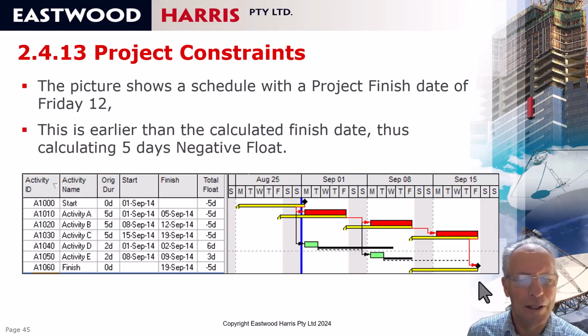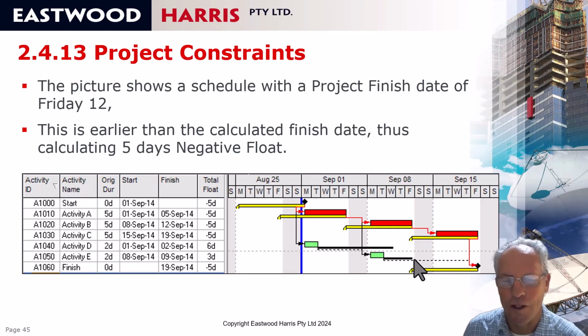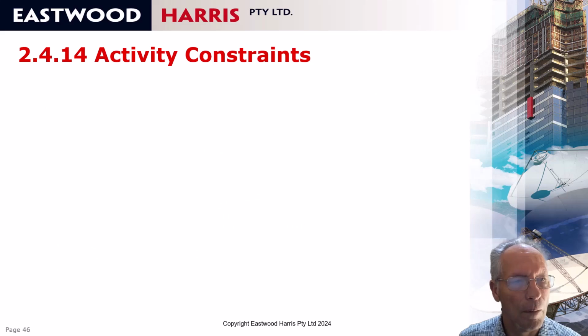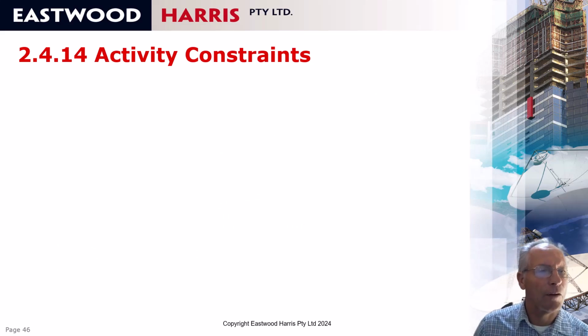So this date here is 5 days earlier, it's 1 week, but we're working 5 days a week, and float is calculated on a calendar, and therefore we have 5 days negative float, which represents the amount of time we need to catch up. Now let's look at activity constraints.